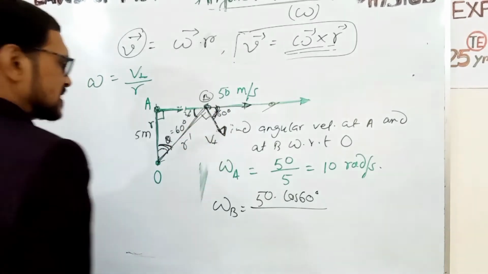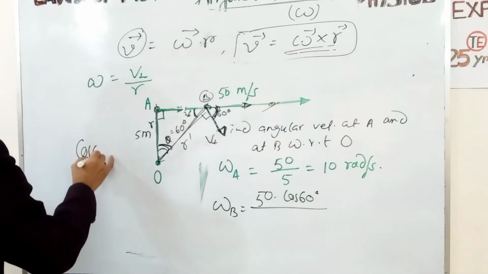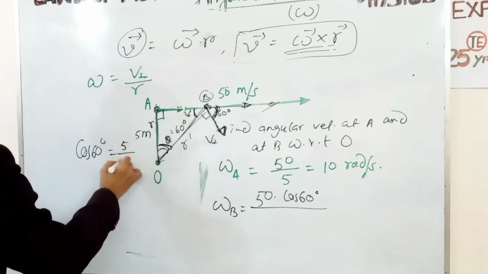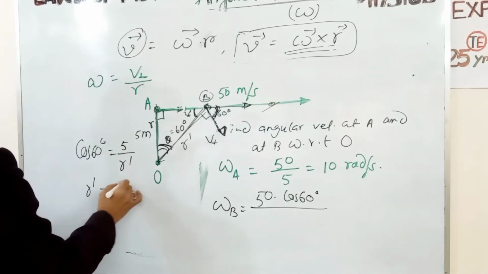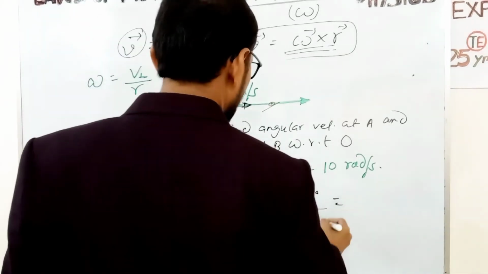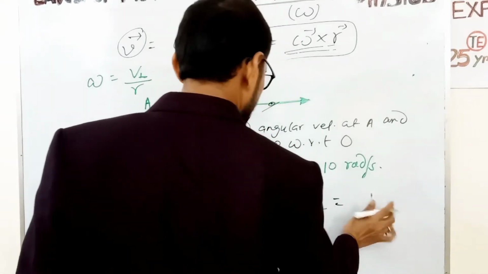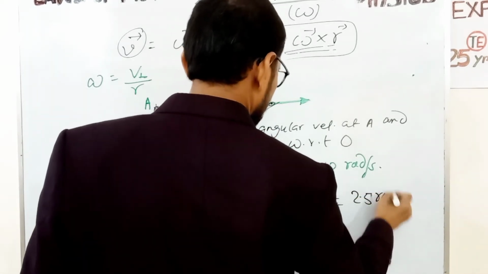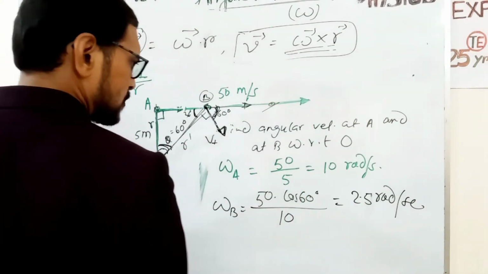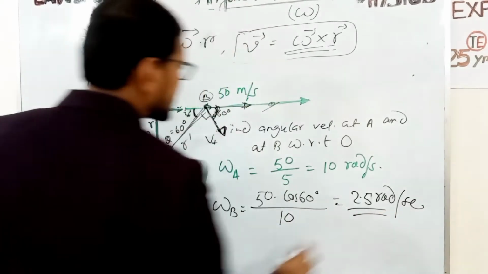This is the perpendicular component divided by the distance. What is the distance? Distance r dash: from this triangle, cos 60 degrees equals base by hypotenuse, 5 by r dash. So r dash equals 5 into 2, that is 10. Cos 60 equals half, so 50 times half is 25, divided by 10, which gives 2.5 radian per second. Okay, so this is the answer.